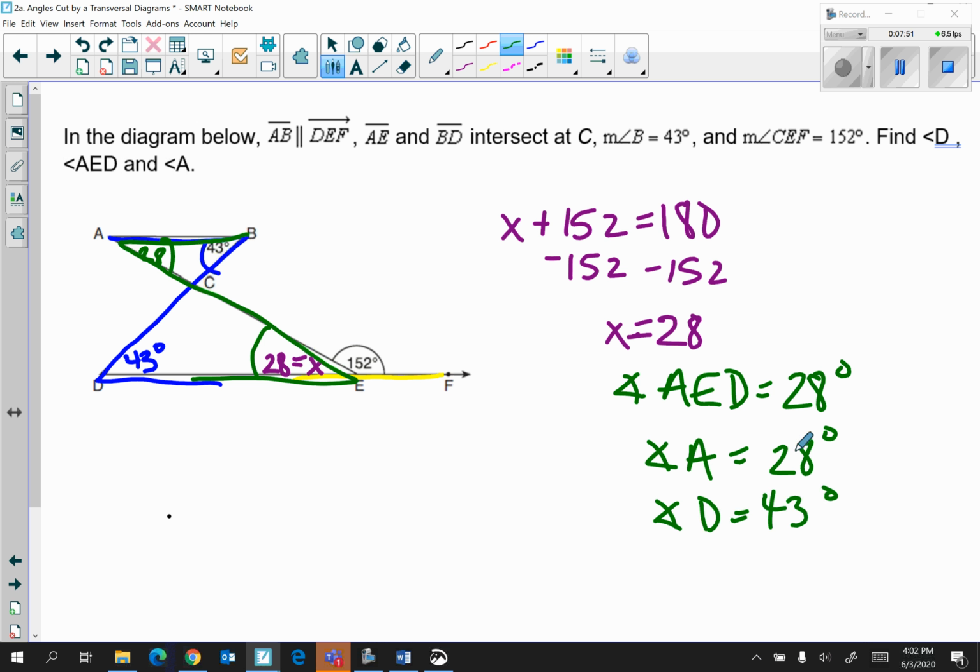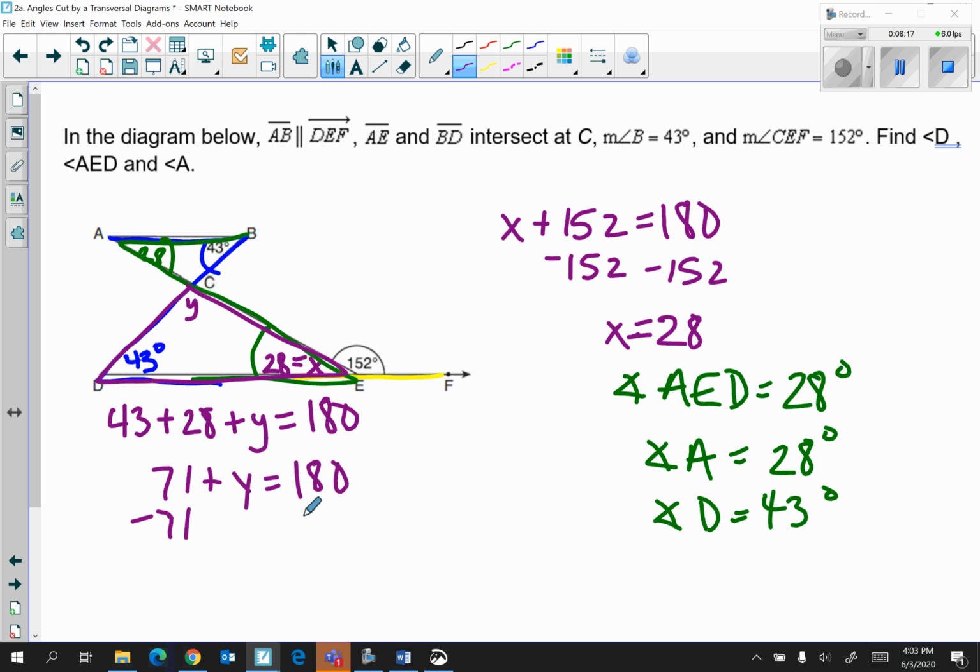Notice we can actually fill out the entire diagram because this is a triangle and we know angles in a triangle add up to 180. So all I would have to do is add 43 plus 28 plus, we'll call this y, and equal it to 180. 43 plus 28 is 71, plus y is equal to 180. Subtract 71 on both sides. 180 minus 71 is 109. So y is going to be equal to 109.